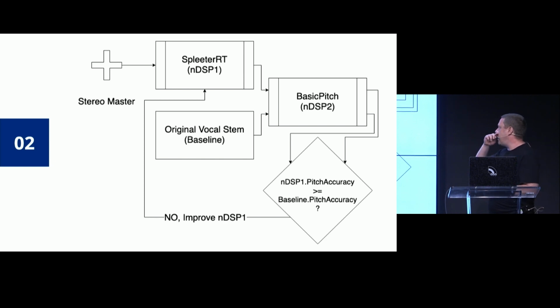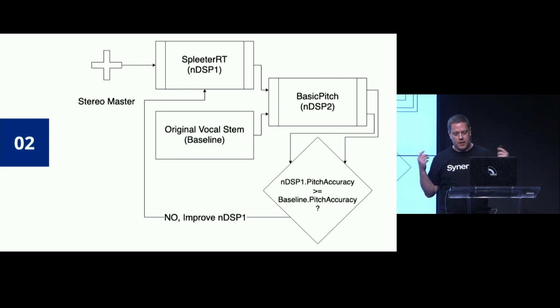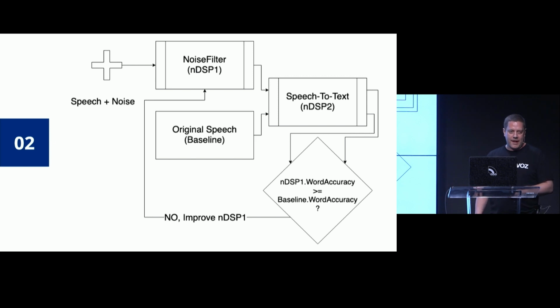We run the output from the first neural DSP into the second one, and then we've devised a method of achieving qualitative analysis and quantitative analysis as well. We can hear the output, but we can also tell if the pitch accuracy is at least as good or hopefully better than the baseline.